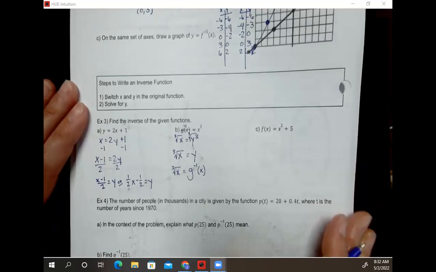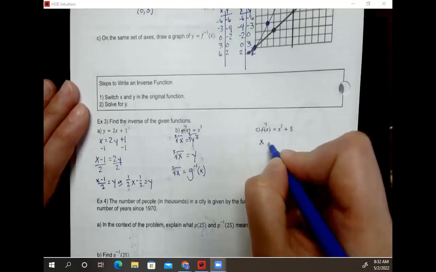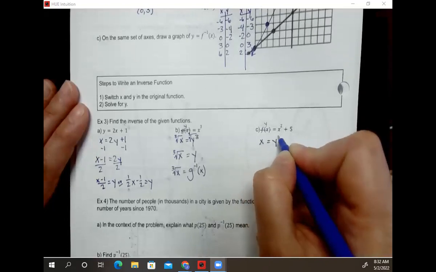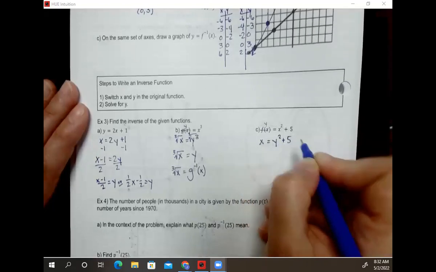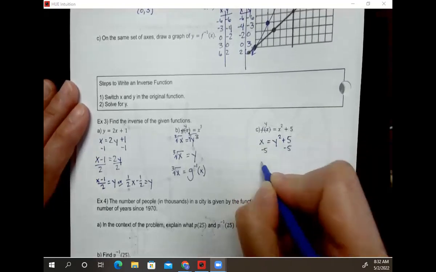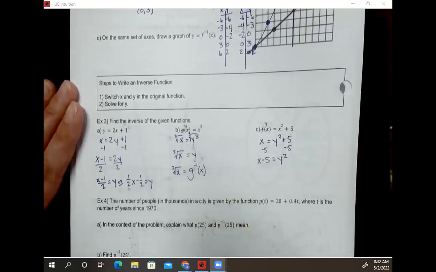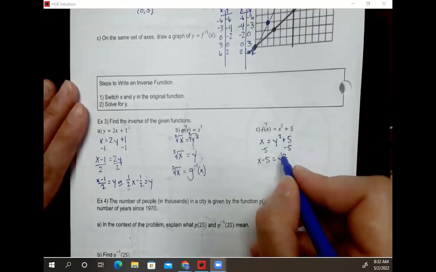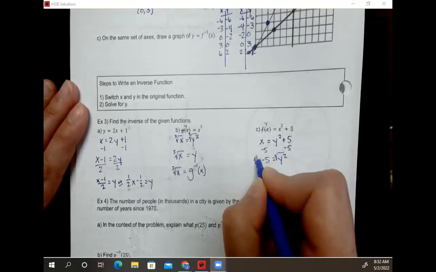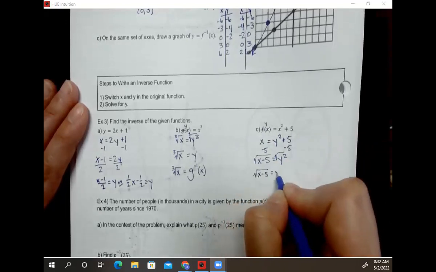And then finally for c, same idea. Again, remember this means y. So when I switch x and y, I get x equals y squared plus 5. I'm going to start by moving the 5 to the other side. So I get x minus 5 equals y squared. And then to get rid of the square, I'll take a square root. And I get the square root of x minus 5 equals y.